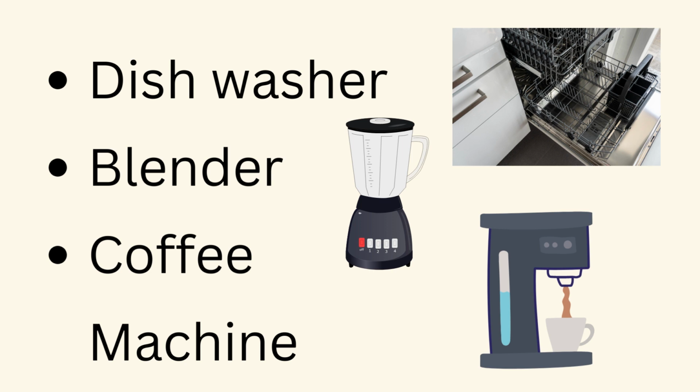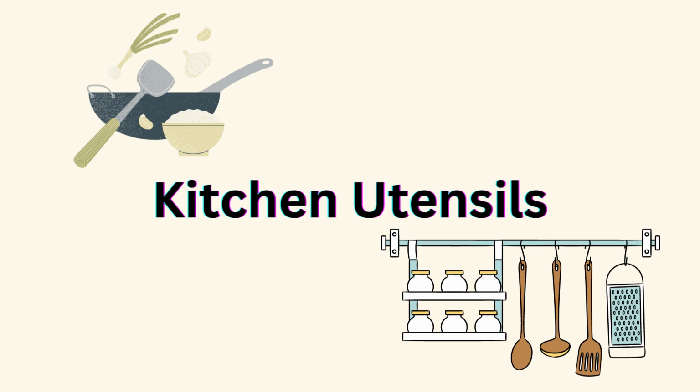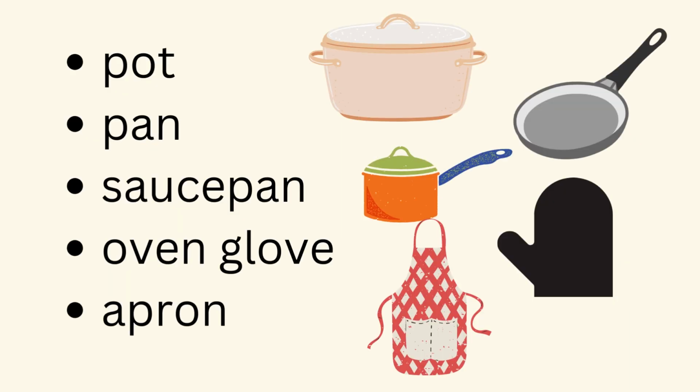Now let's move on to the next section, which is kitchen utensils. Now let us have a look at our first set of words. Our first word is pot, a deep rounded container for cooking. Now let us use this in a sentence. I had to remove the meat from the pot.